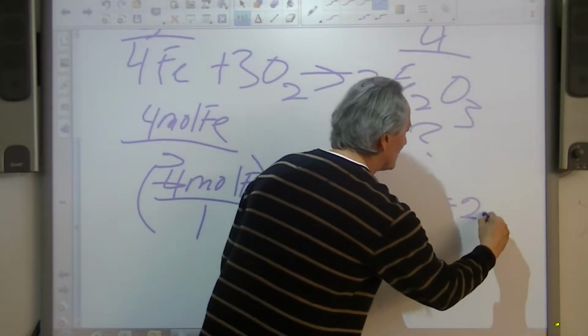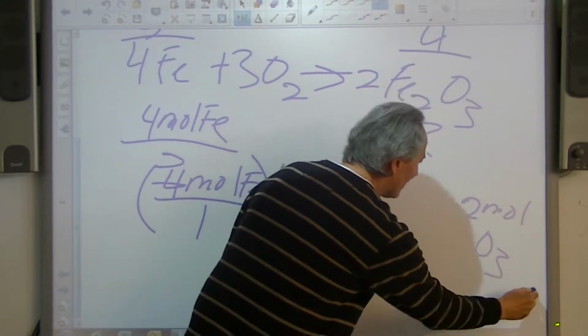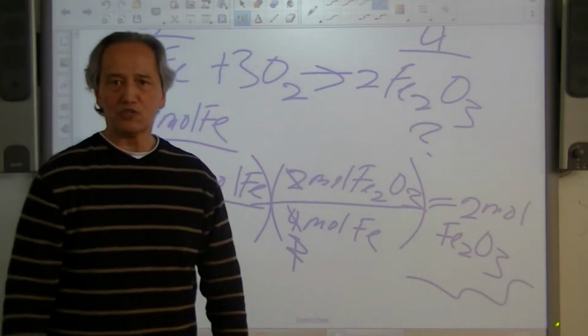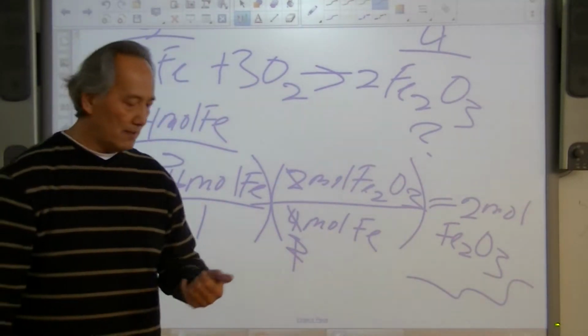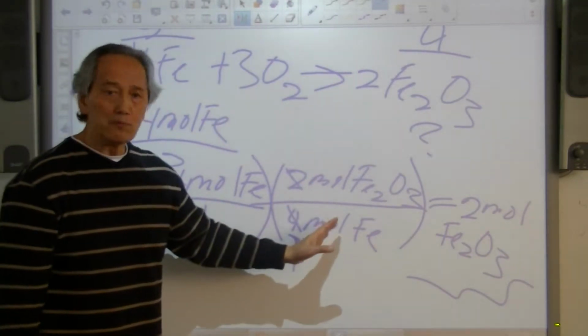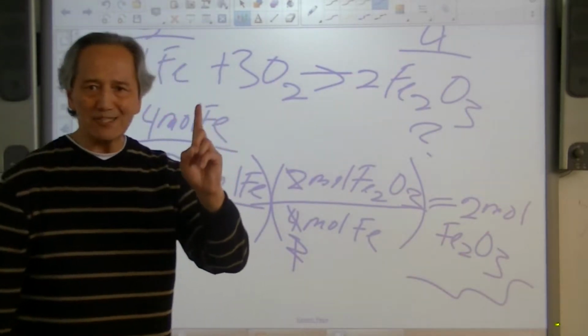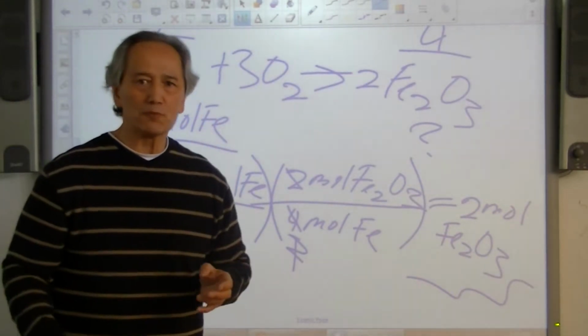So hence we come up with 2 moles of Fe2O3. And there is our solution there. Very fundamental quantitative problem. Step 1, the given. Step 2, the mole ratio. And then hence our answer, what we were looking for. That's the first type of stoichiometric problem, mole to mole.